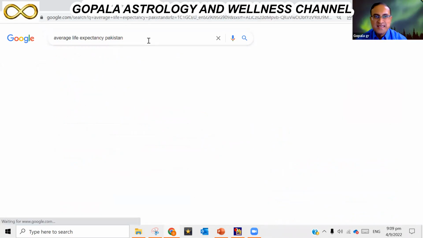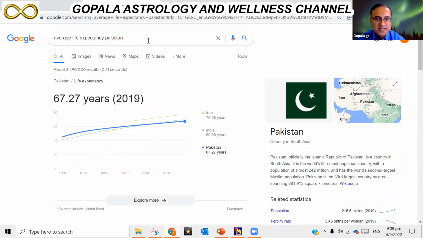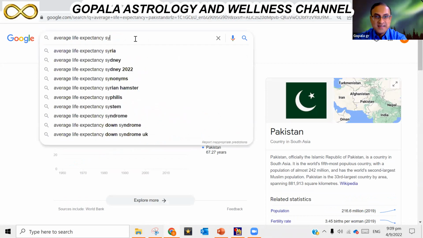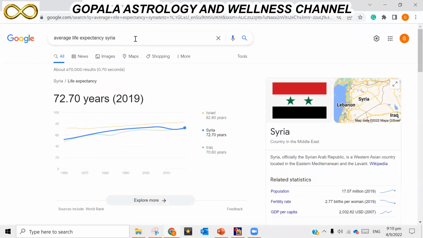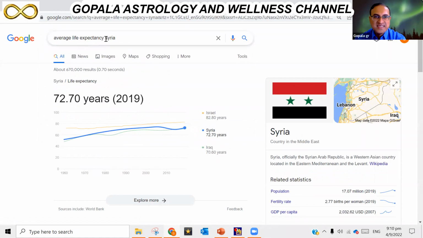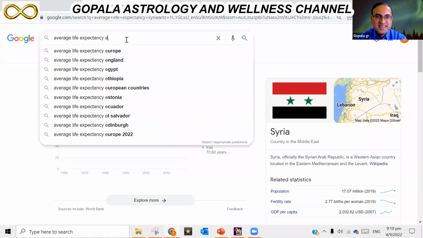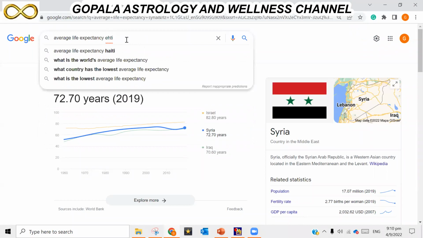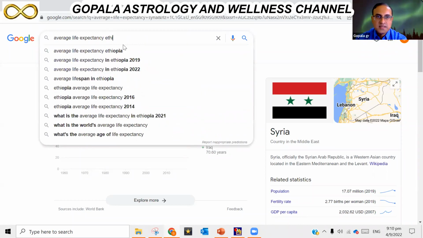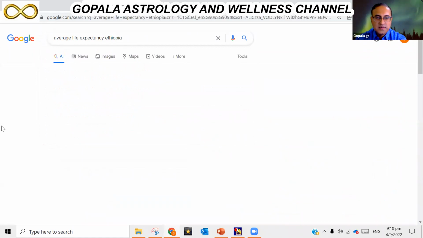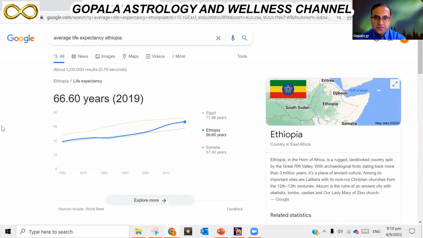That's just crazy to see life expectancy in Pakistan. What does Google say? It's 67 years, not bad. But if you take Syria, for example, it should be significantly lower. Oh, it is good. I am surprised, it is 72 years. You should check Kenya. Ethiopia is considered a troubled country, but it is not bad, 66 years.